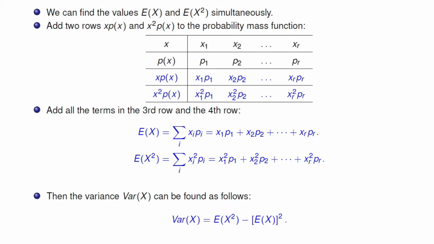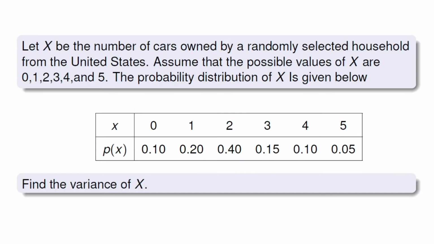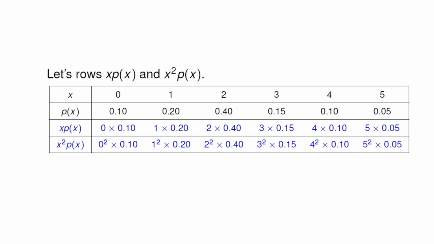Let's show how we can solve the problem we had at the beginning. Here is a problem. X is the number of cars owned by a randomly selected household from the United States. The possible values of X are 0 through 5. The probability distribution of X is given below. We are to find the variance of X. How can we solve this? Like we said, we first add these two rows, x p of x and x squared p of x.